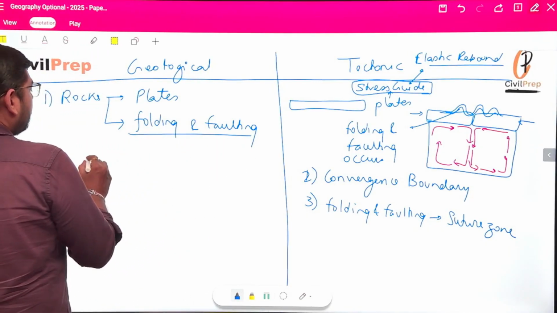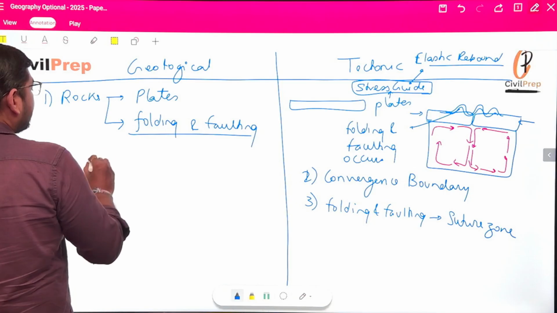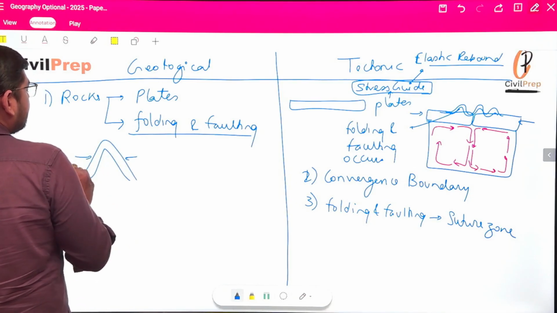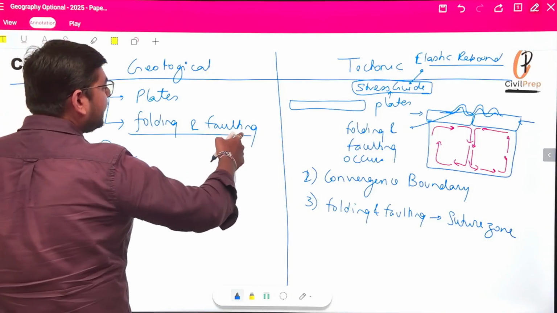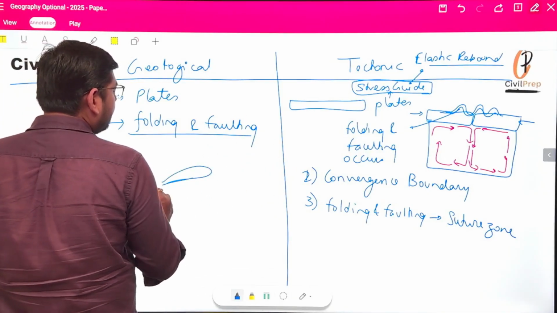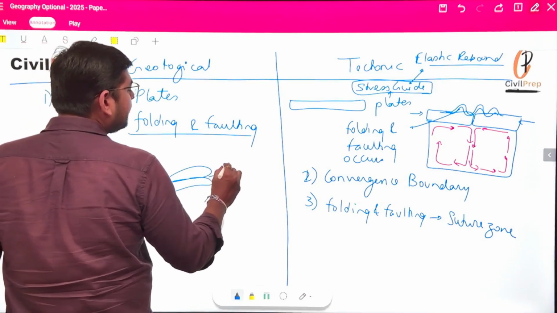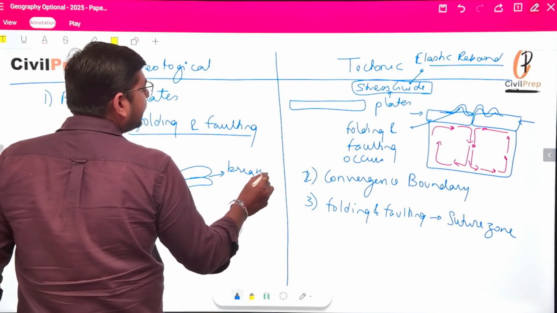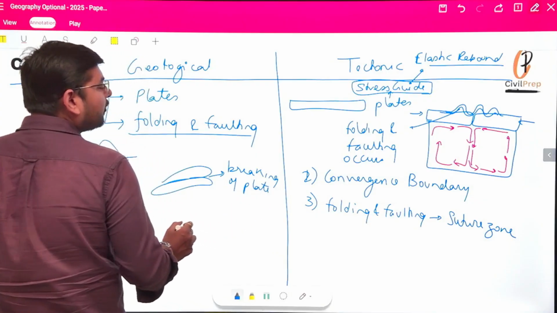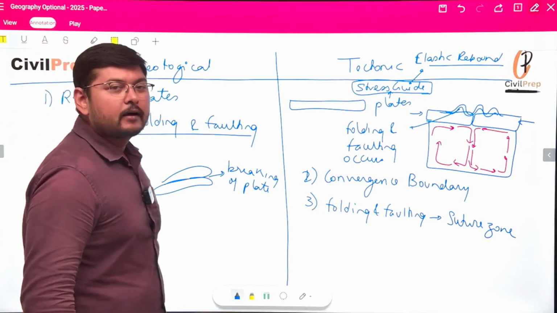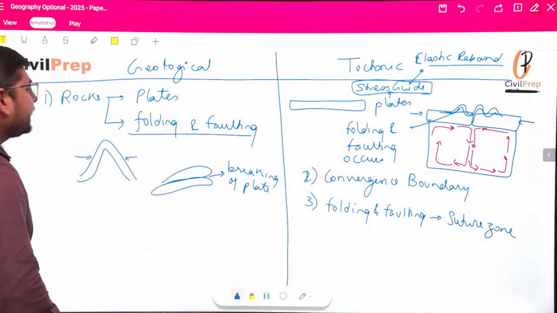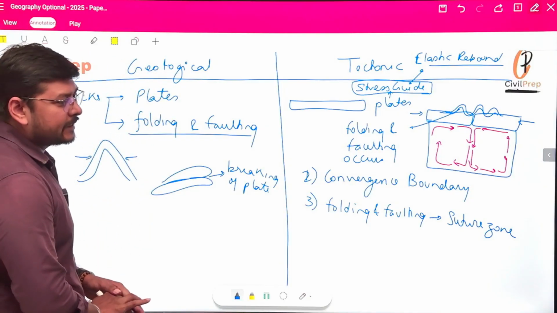Now, under the folding, we'll see that there are compressional forces. Compressional forces result in the fold, and the same compressional forces result in the fault. Fault is basically the breaking of the plate. This deformation of the plate is now classified here under the geological aspect.